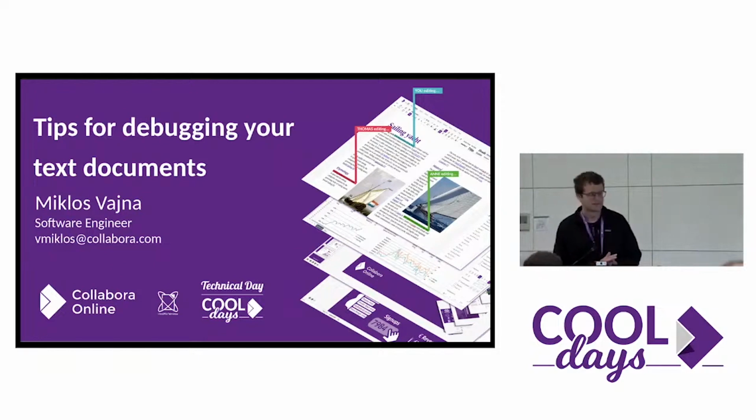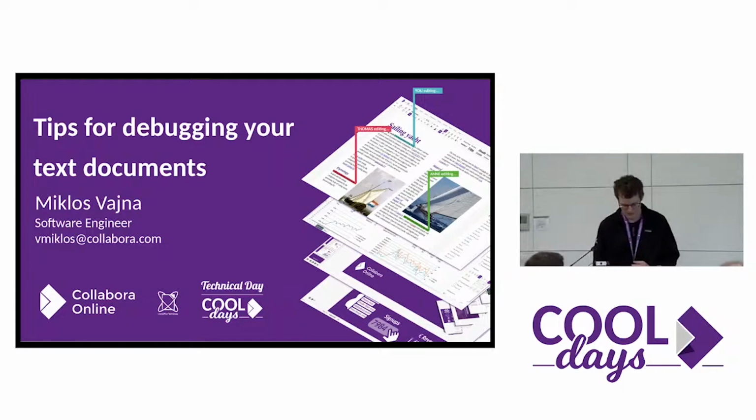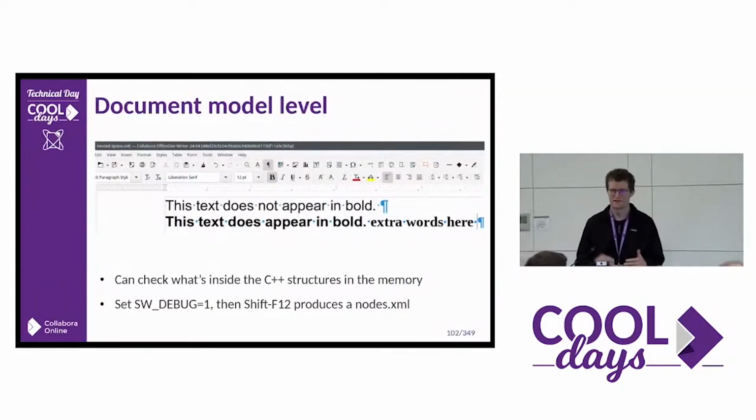Hello, this is meant to be a bit similar to what Kilan was presenting with ugly debugging, but here I'm reducing the scope a bit and I will just talk about Writer. The main message is that there are a number of layers that can contain the problem you are hunting for.